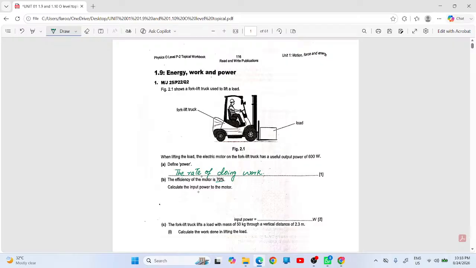Calculate the input power of the motor. Sir, 70 is equal to... First, we have to write the formula. Efficiency is output power over input power, multiplied by 100. Now the efficiency is 70% and we have to find out the input power. So input power is output power divided by the efficiency multiplied by 100.